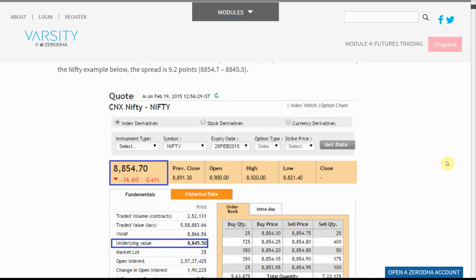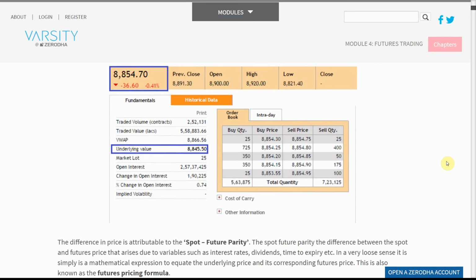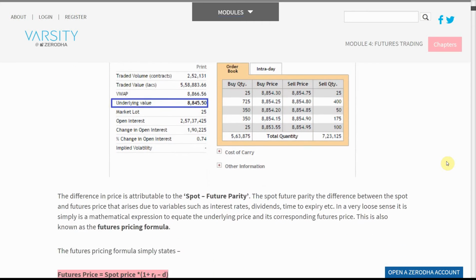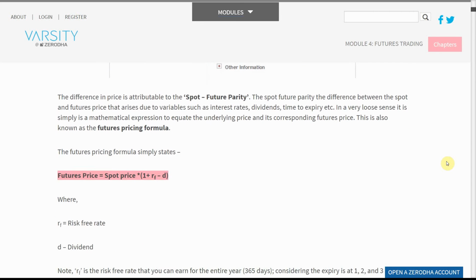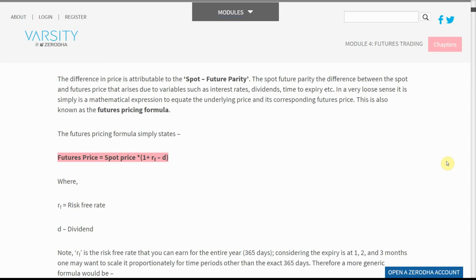8,854.7 to 8,845.5. The difference in price is attributable to the spot future parity. The spot future parity is the difference between the spot and futures price that arises due to variables such as interest rates, dividends, time to expiry, etc. In a very loose sense, it is simply a mathematical expression to equate the underlying price and its corresponding futures price. This is also known as the futures pricing formula.